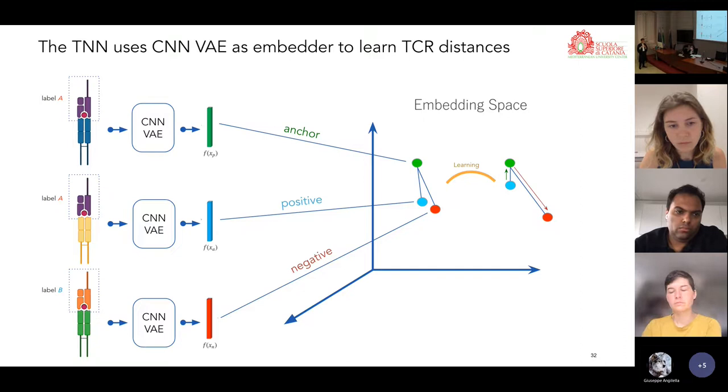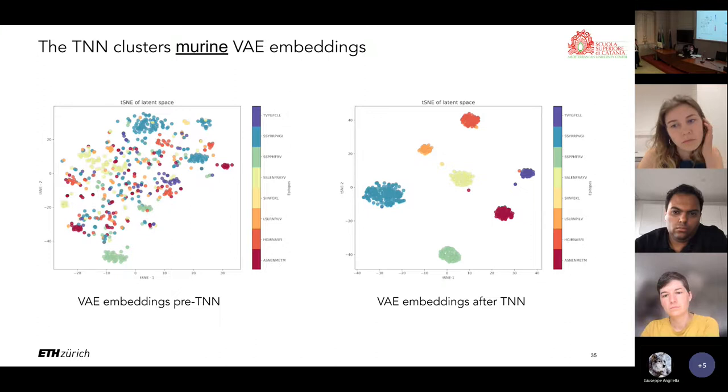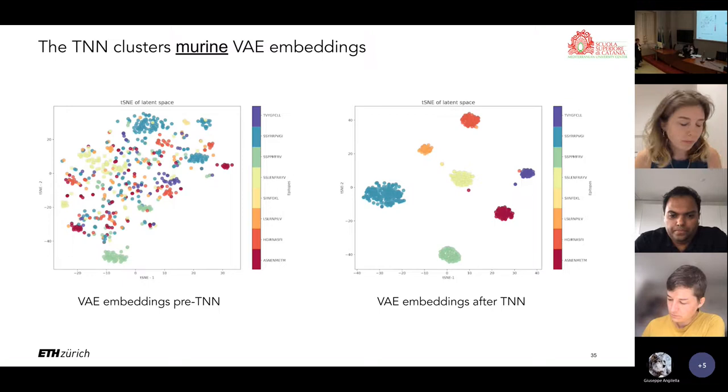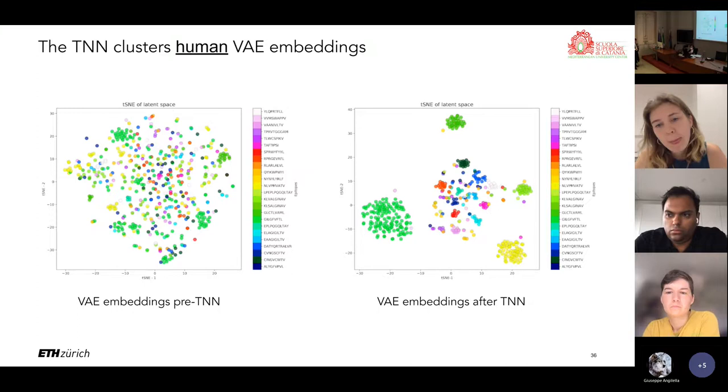And this is what happens when we did that on the VAE row encodings, the VAE row encodings prior to the triplet network on the left. We've seen that the specificities are fully recovered after the training for all epitopes in question, and that the same happens in human data sets, even though the number of peptides these TCRs are directed towards is way higher, but the network is able to recover clusters.